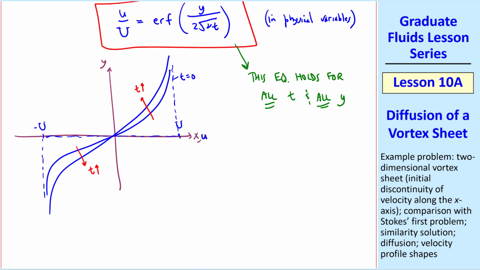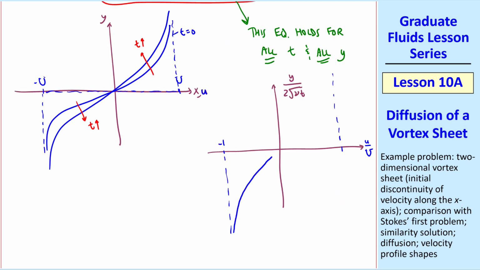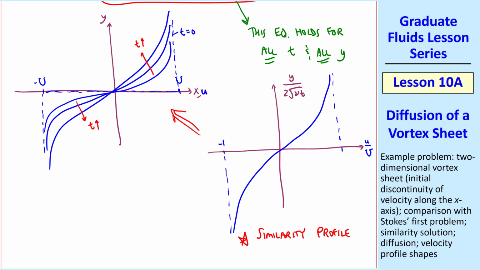So alternatively, let's plot u over capital U as a function of y over 2 square root of nu t, this variable, which is non-dimensional, by the way. Both of these are non-dimensional. Instead of going from negative U to U, we go from negative 1 to 1, and we have one curve, one profile, that works for any of these physical profiles. This is our similarity profile.